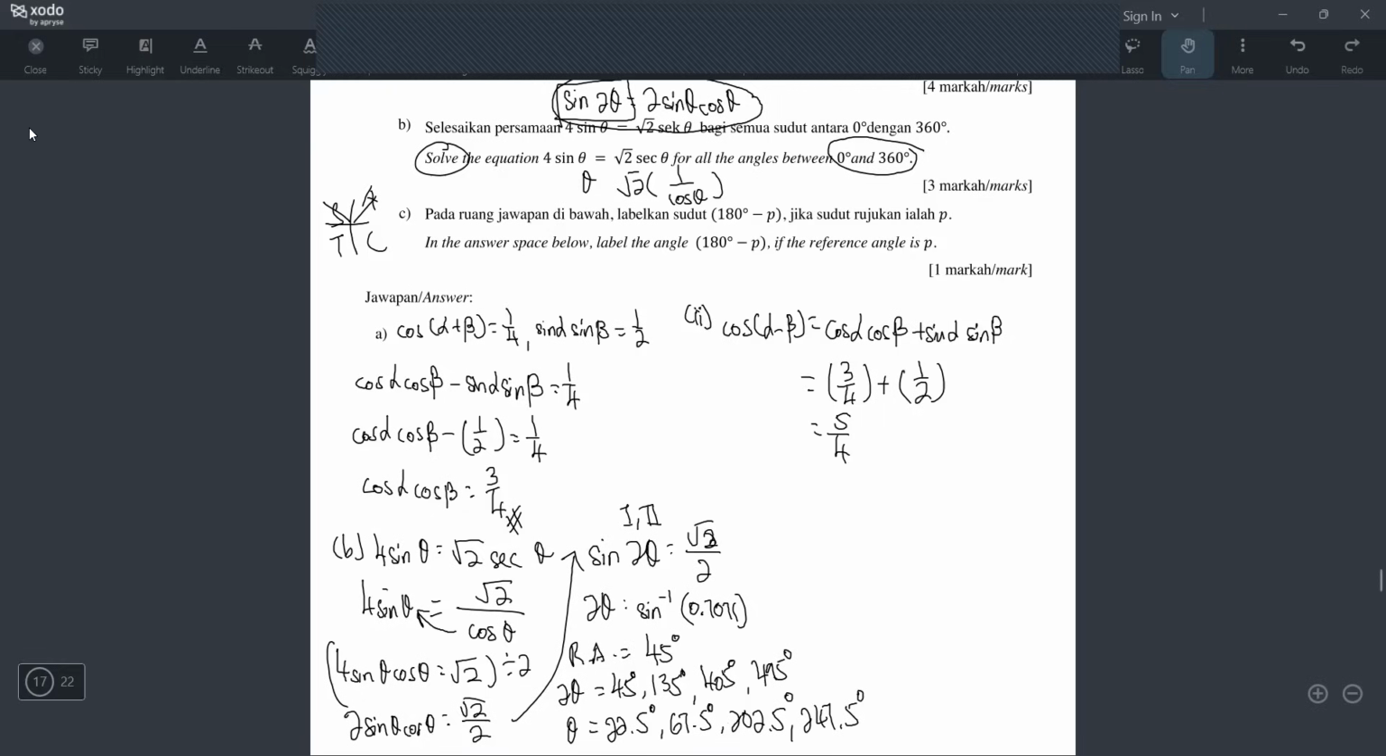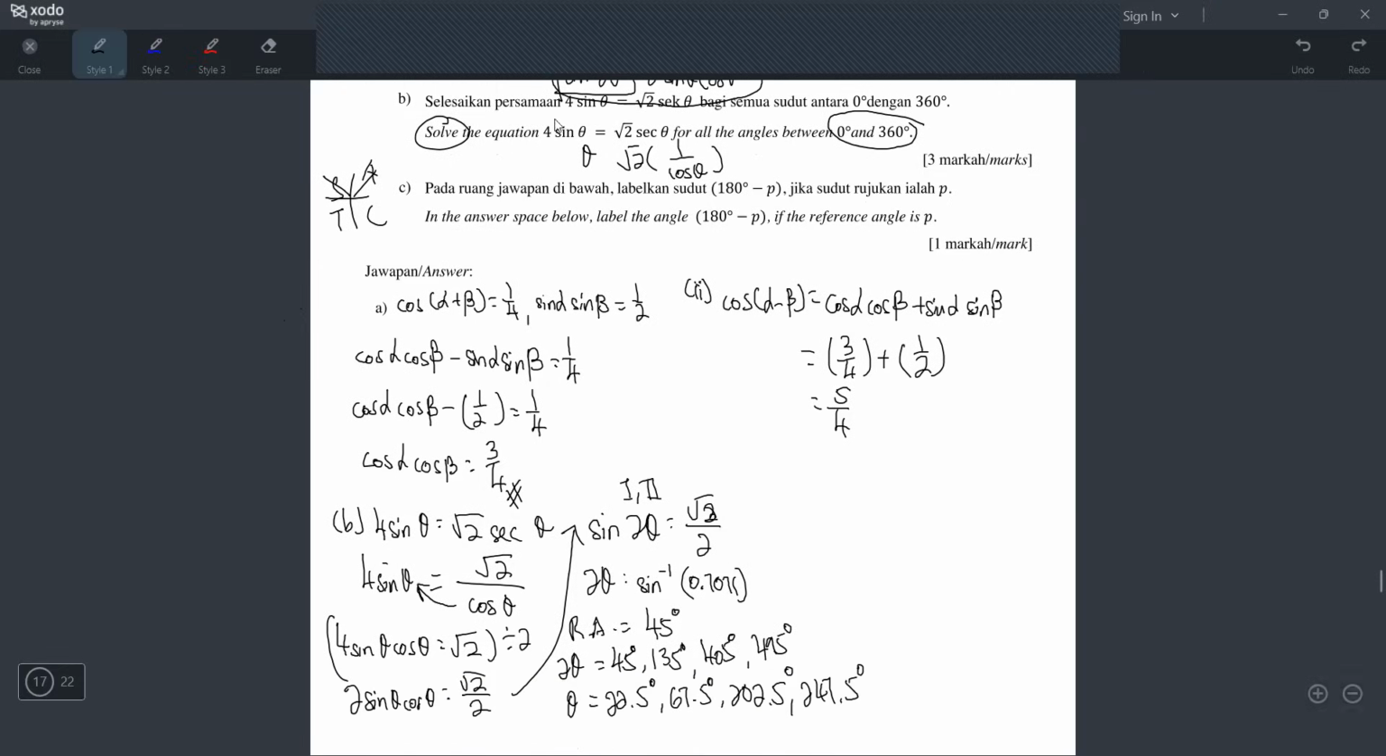Okay, yeah, correct. Now for question C, what do they want? Question C, 1 mark only. In the answer space below, label the angle 180 minus P if the reference angle is P. What is reference angle? Well, I just told you just now. I mentioned it when I did question B, reference angle is the angle towards X. So the angle towards X is P.